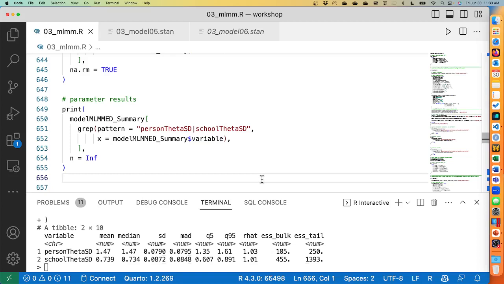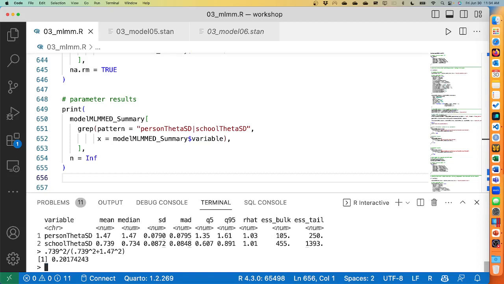Did you do an ICC? Did not. Can we make one real quick? Out of just the numbers? Yeah, would you like to see an ICC for each of these? We can do that. Just use the point estimate. So 0.739 is the between, right? Divided by 0.739 plus 1.47 squared. Oh, 20%. So what's this telling us, Lisa?